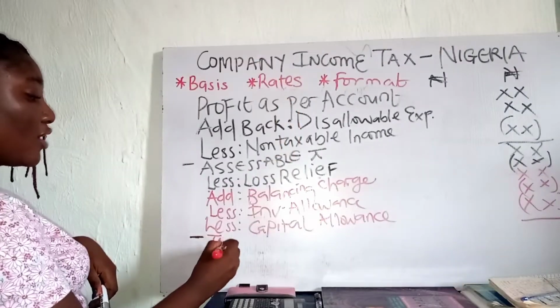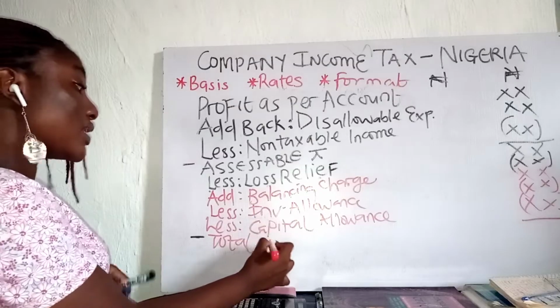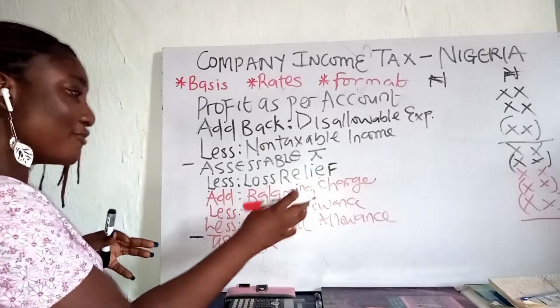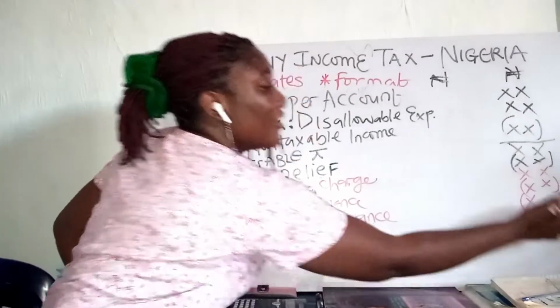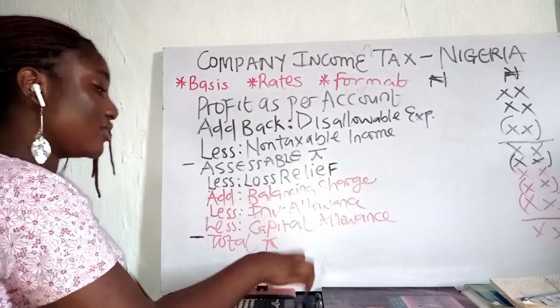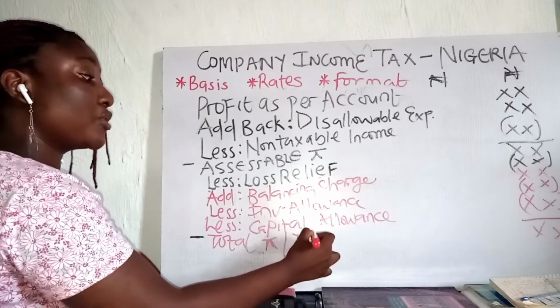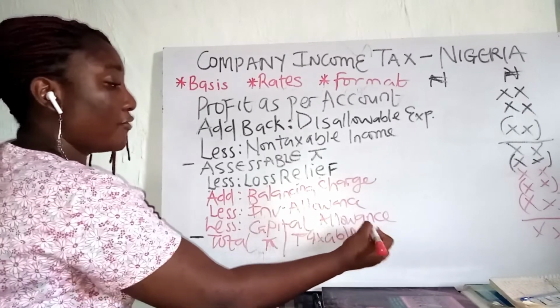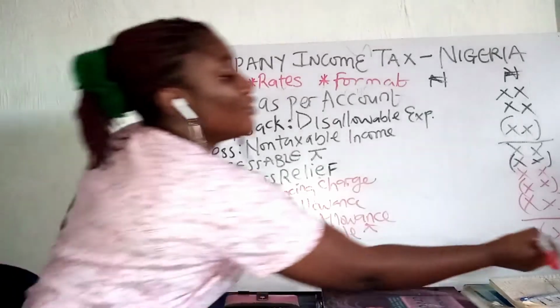So you have your total profit, what I like to call taxable profit. Actually, it makes sense. It's taxable profit because it's upon this figure, the figure you have here, that you apply your tax rate. Okay, total profit or taxable profit. But in the act, it's called total profit. So taxable profit. After that, you close it.